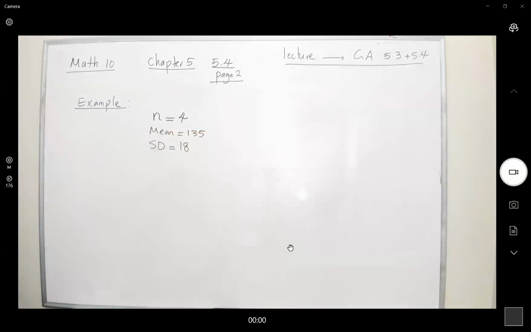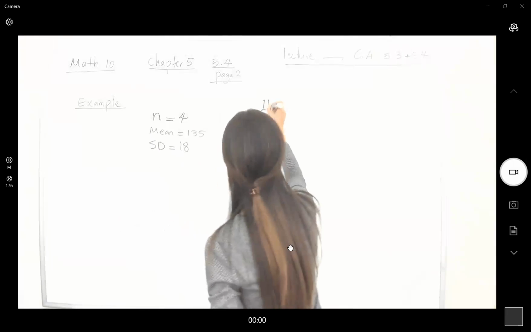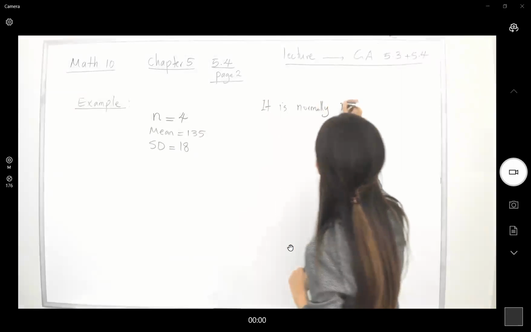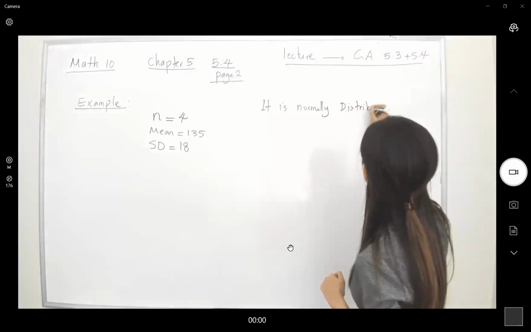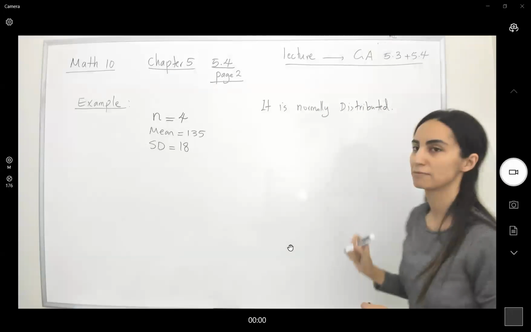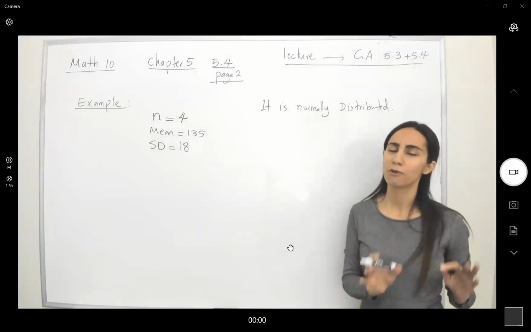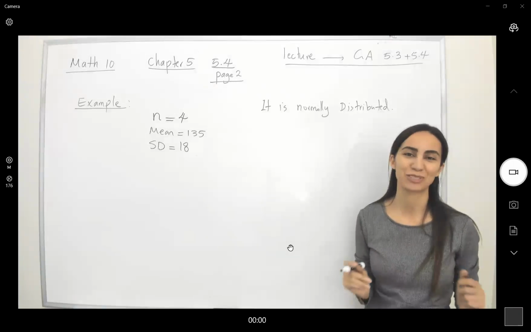You have a condition here. You have a very good condition. It says it is normally distributed. What's the meaning of that? It means that when you're checking the central limit theorem, you're not worried about the sample size.